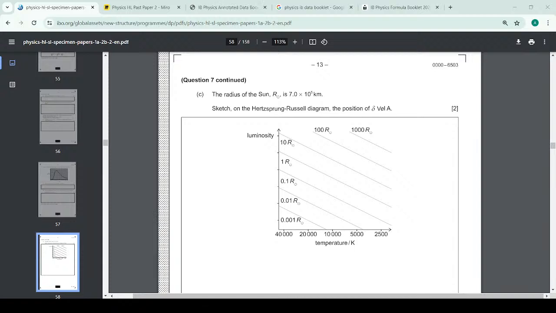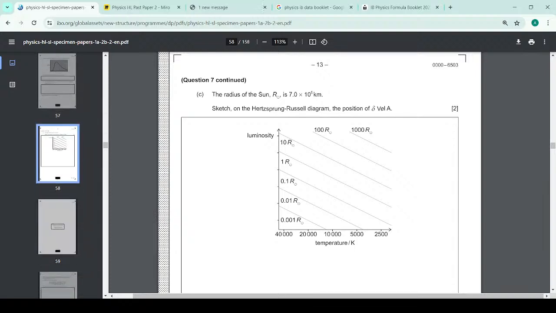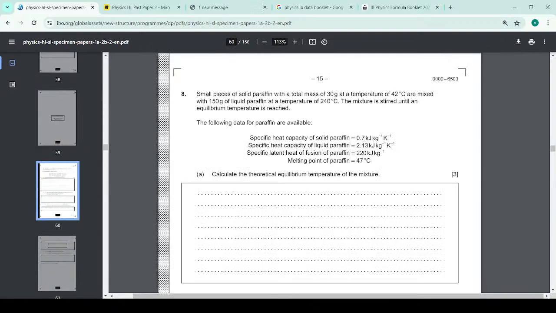Oh, so it wants us to represent. So the radius of the sun is 7 times 10 to the 5. So after we find the radius, we can represent the radius of Vega using the radius of the sun. Right? We can represent that as how many Sun radii, and then we can determine where it is. We know the luminosity, we know its temperature, which is around 9,000, so around right here. And then we can sketch which point it is. Alright.